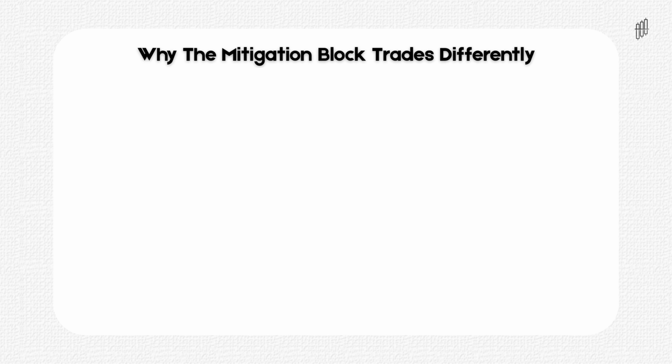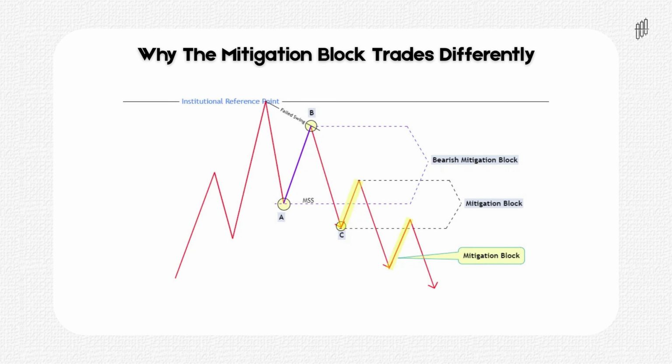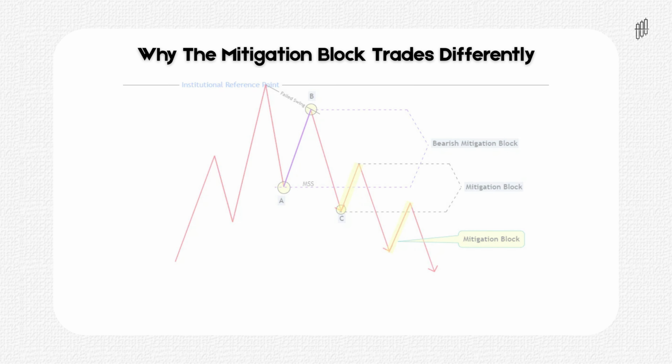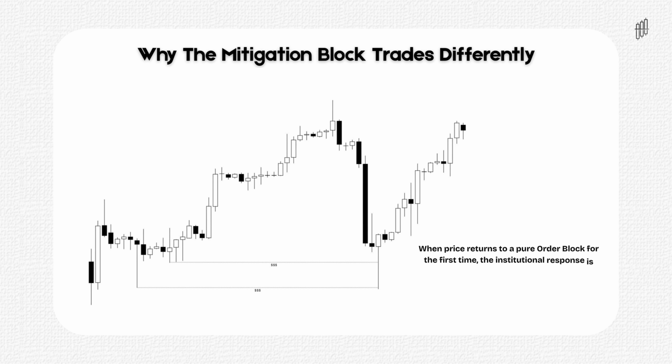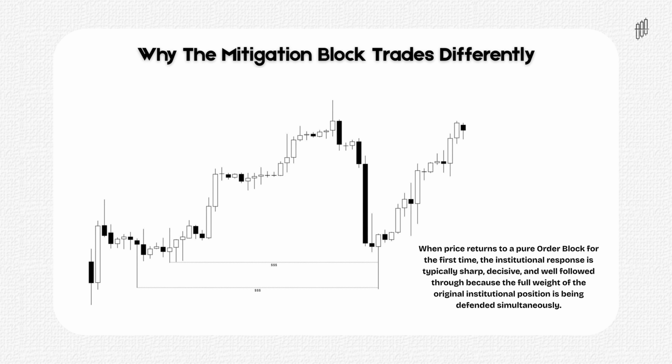Here is the critical trading implication that makes understanding the mitigation block so important. And this is the specific reason why treating a mitigation block as if it were a pure order block leads to consistently poor results. A pure order block carries maximum institutional conviction because every single order placed there at the origin of the move is still intact and waiting to be defended. When price returns to a pure order block for the first time, the institutional response is typically sharp, decisive, and well followed through because the full weight of the original institutional position is being defended simultaneously.